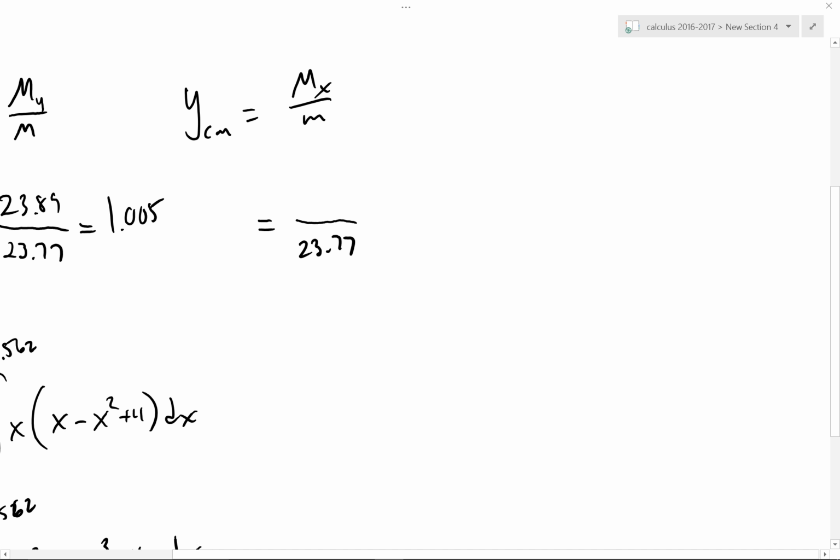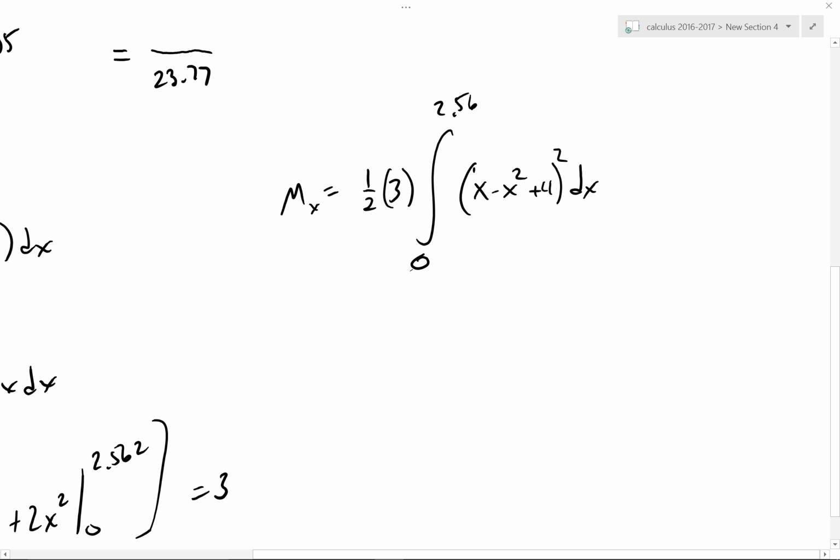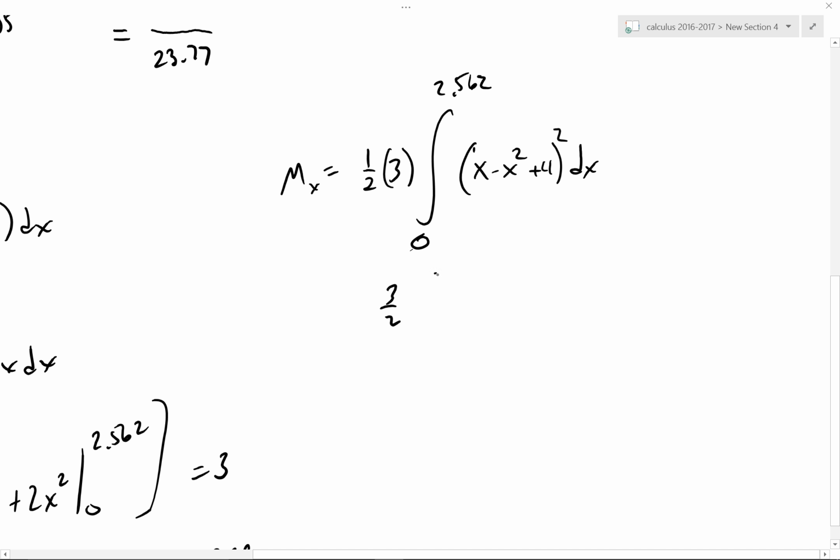Now, let's do the other one then. So the moment about the x-axis needs to be, and again, I always have to look this one up because this one always just bugs me and I don't know why. But it's this right here. So it's f of x, which we said was x minus x squared plus 4, squared, from 0 to 2.562. So it's 3/2. Any idiot can do that.